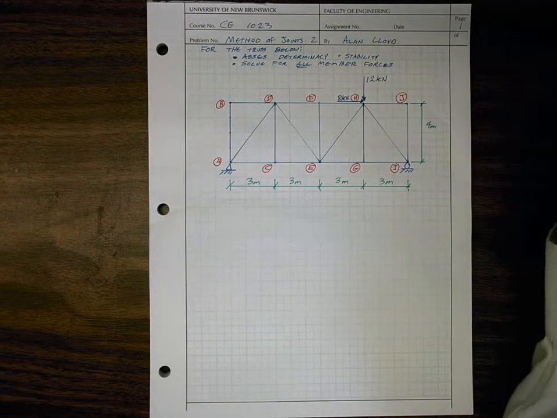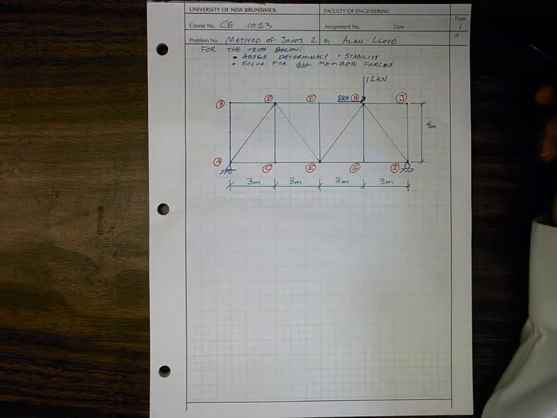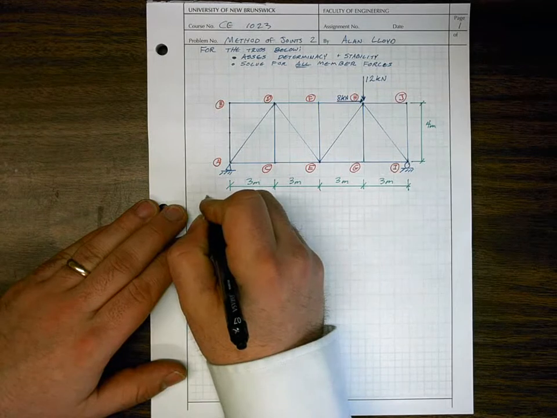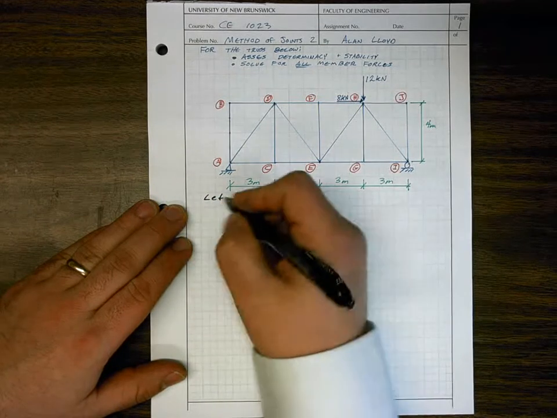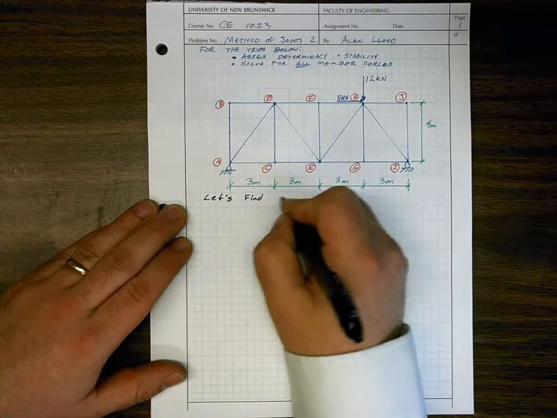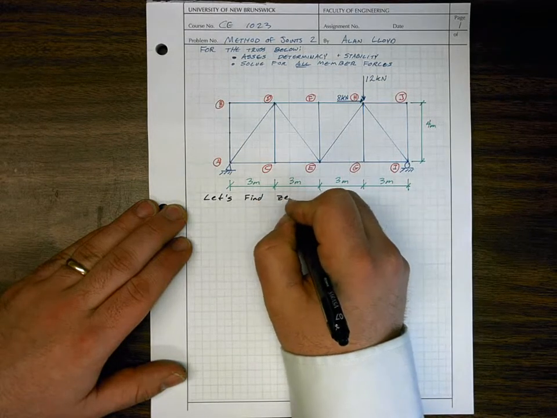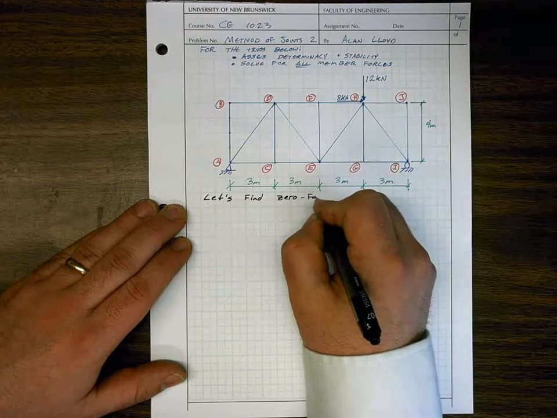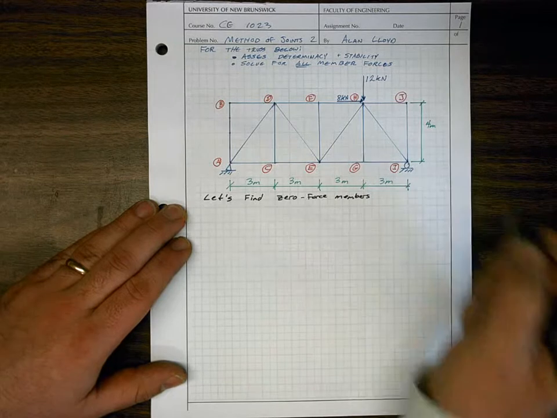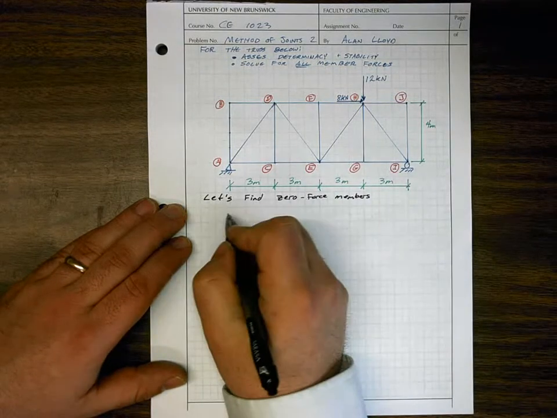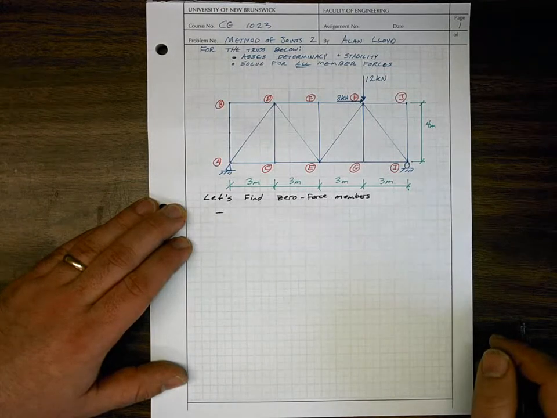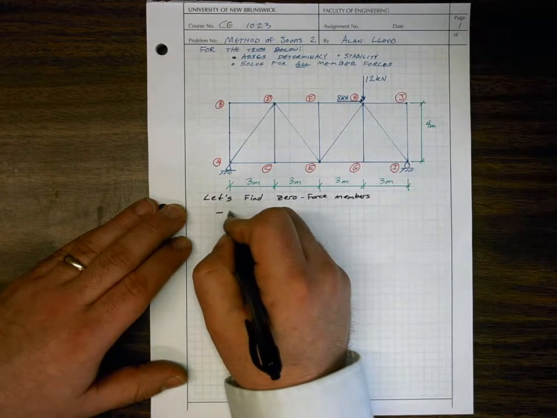So I think our first task should be to identify those zero force members. If we recall, we have two rules we've identified for finding zero force members. So first, let's just write down what we'll do. Let's find our zero force members. And we want to do that as our first step in any process because it simplifies the truss down to something that's a little bit more reasonable for us to solve.